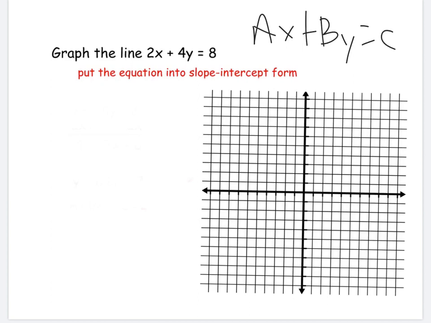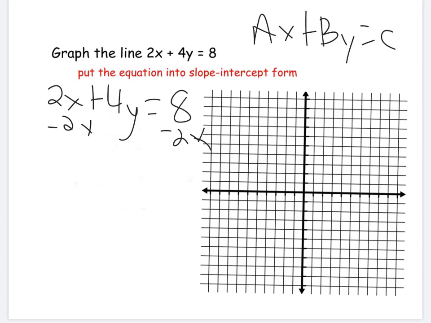So the first thing you could do with it is put it back into slope-intercept form. If I had the equation 2x plus 4y equals 8 and wanted to put it in slope-intercept form, I would need it to look like y equals mx plus b. That means I want to solve this for y. The first thing I would do is subtract the 2x from both sides. 2x minus 2x is 0, so they cancel out. I'd be left with 4y equals negative 2x plus 8.